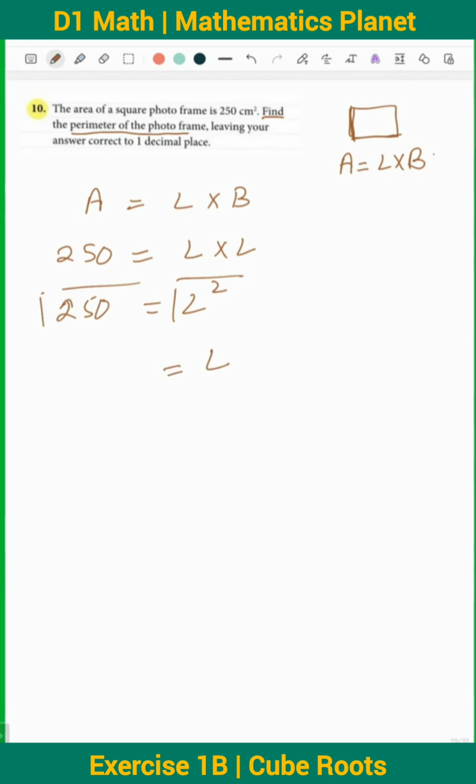Miss, if it is not a perfect square, how can we find the answer? Like we have to divide it? By using calculator. Do you have calculator? Yes, ma'am. Miss, which number do we have to divide it by? We are not going to divide. Find square root. Find the square root of 250. You will get 15.8.